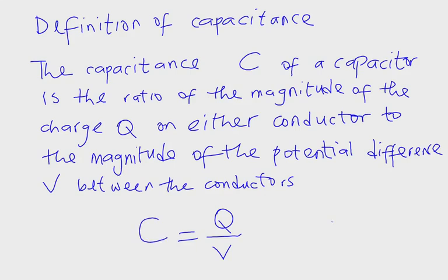Now, here you can say Q is equal to CV. So take note of this formula, and write it down. The capacitance of the capacitor is the ratio of electric charge Q to the potential difference between the conductors.